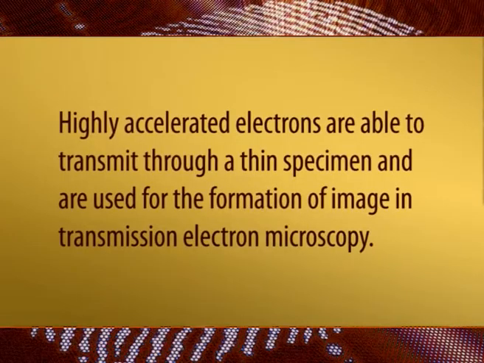Highly accelerated electrons are able to transmit through a thin specimen and are used for the formation of the image in transmission electron microscopy. These electrons can be transmitted unscattered through the specimen, or else can be scattered elastically or inelastically. In elastic scattering, the incident electrons are deflected from the original path and scattered by atoms in the specimen in an elastic fashion without any loss of energy. Such electrons leave the sample with almost the same kinetic energy and velocity as was possessed by them initially.